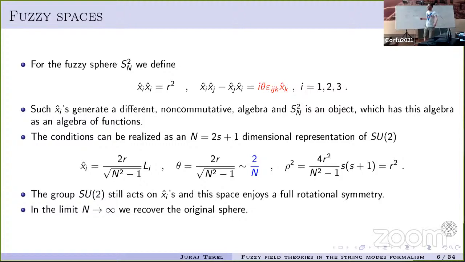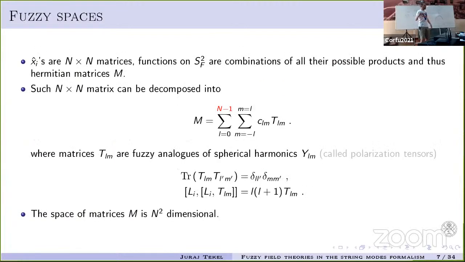Now, you realize that these are basically the definitions of the generators of SU2. So you realize X's as the generators of SU2 in n-dimensional representation. And you can see that as you take n larger and larger, then you recover the expressions for the original sphere. Now, the fuzzy sphere is defined as whatever this algebra generated by these X's is the algebra of functions on, and these X's generate the algebra of Hermitian matrices, so fuzzy functions are Hermitian matrices.